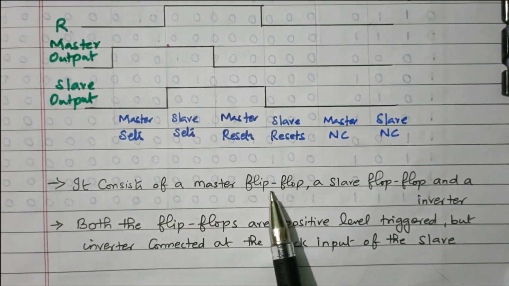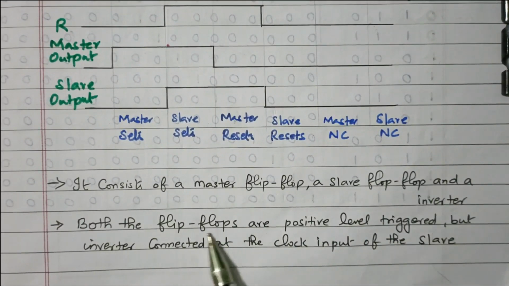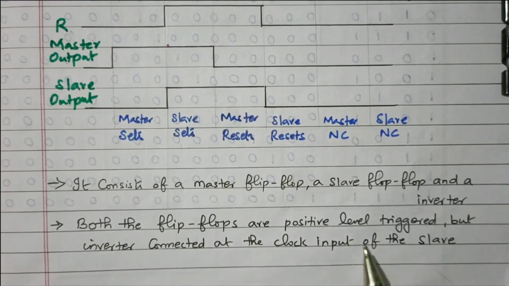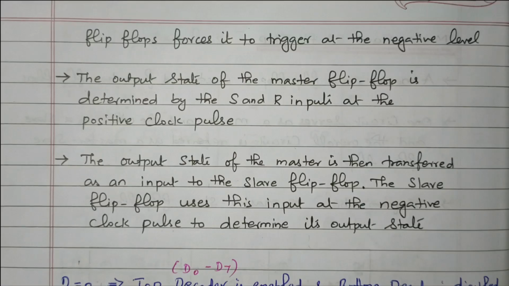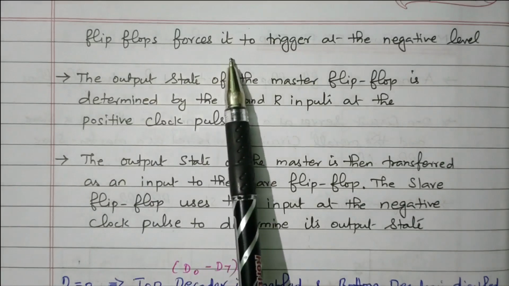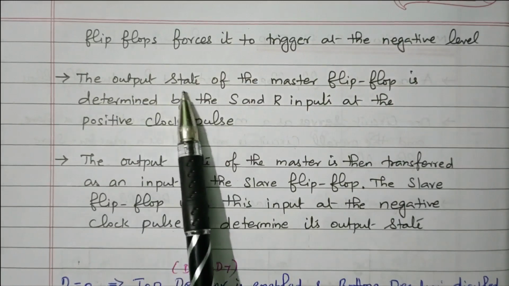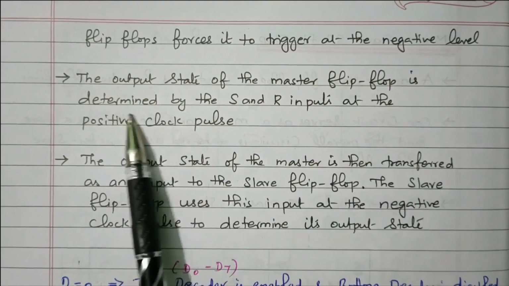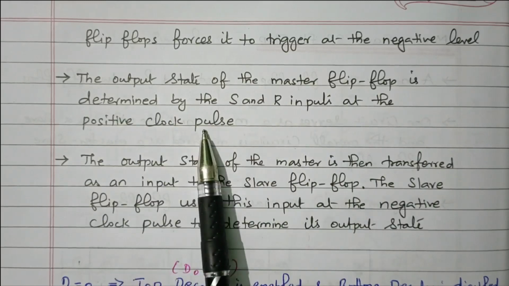It consists of a master flip-flop, a slave flip-flop and an inverter. Both the flip-flops are positive level triggered, but the inverter is connected at the clock pulse of the slave. So the master will get the clock pulse directly, and the slave will get the clock pulse through the inverter. These flip-flops are forced to trigger at the negative level. The output state of the master flip-flop is determined by the S and R input at the positive clock pulse, right?